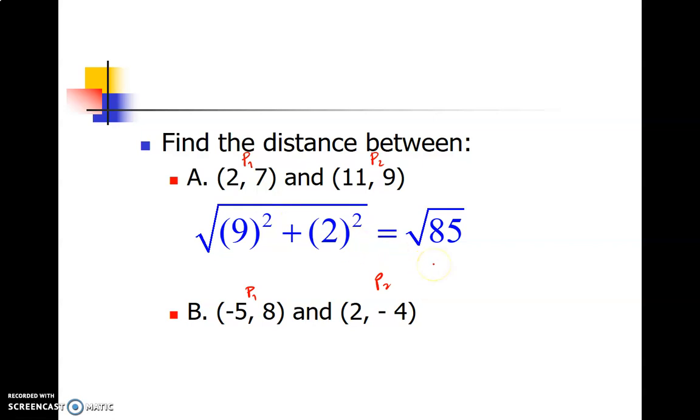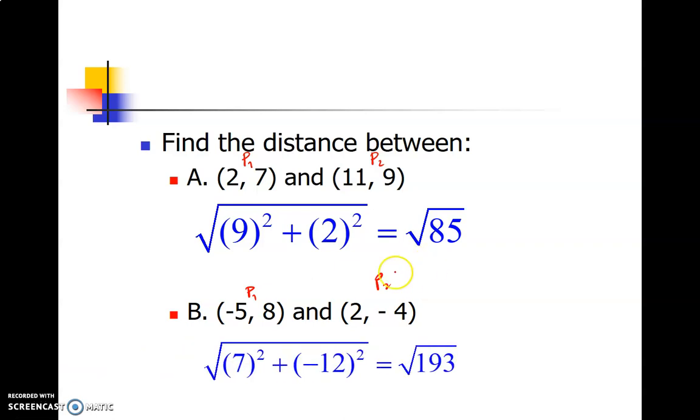See if you can simplify the square root of 85 further. But if you cannot simplify it, or your final answer cannot be simplified anymore, just leave it that way. Then the other one, we have 7 squared, which is 2 minus negative 5, which is 2 plus 5, 7 squared. And then the other one, negative 4 minus 8 is equal to negative 12. So 49 plus 144 is equal to 193. Therefore, we will leave our answer as the square root of 193.